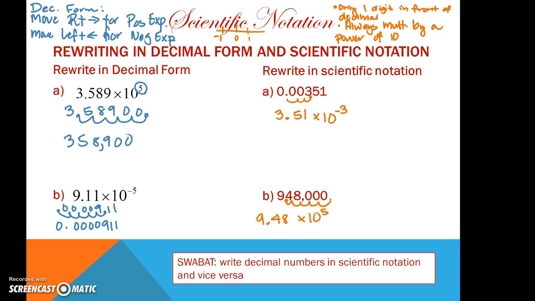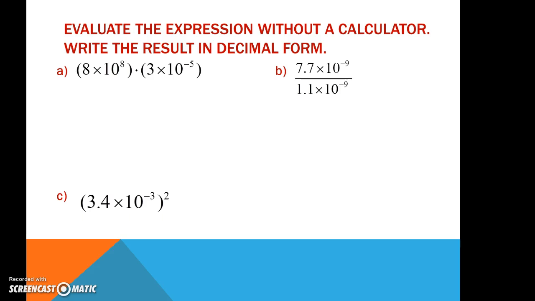All right, let's keep it pushing. Evaluate the expression without using a calculator. What does that mean? You cannot use a calculator. If you do, I'll be able to tell, and that's going to be kind of whack. And then they would like for us to write the result in decimal form. So for a quiz or for a test, for example, you won't be able to use a calculator for this. Why?